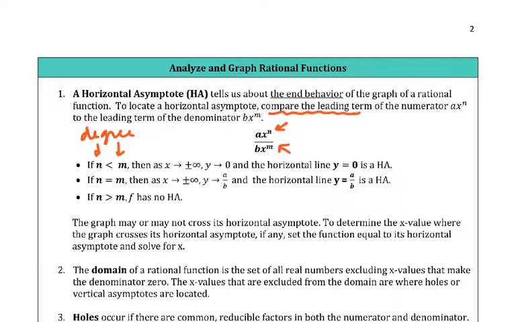Either n is less than m, equal to m, or greater than m. If it's less, we're going to end up with y equals 0. If it's equal, we end up with y equals a over b, and a and b are these leading coefficients. So we're looking at both the degrees, the n and the m, and then the leading coefficients a and b. And if the numerator has a greater degree than the denominator, there is no horizontal asymptote. We have what we call an oblique asymptote. Okay? You may cross a horizontal asymptote.